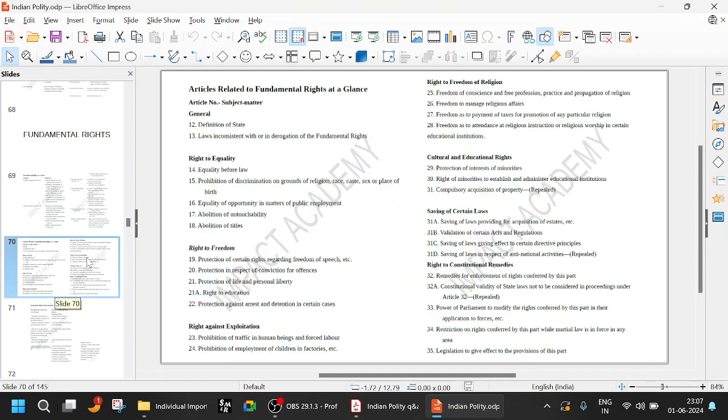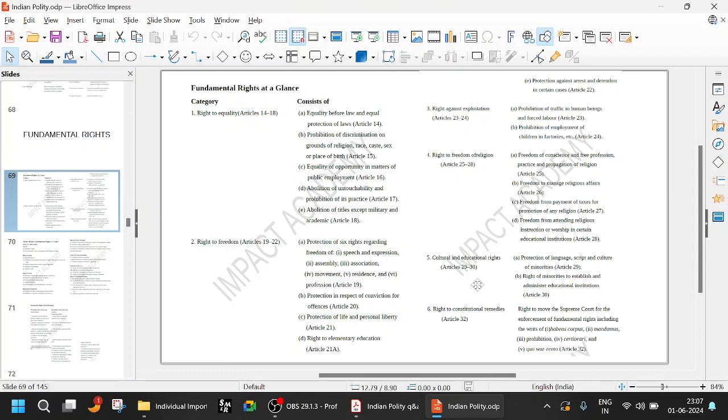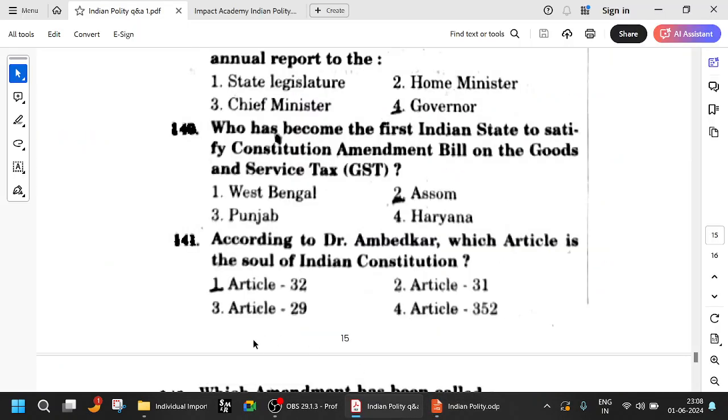So if you look at the fundamental rights, 25, 26, 27, 28 are right to religion. 29 and 30 are cultural and educational rights. 29 is protection of language, script, and culture of minorities, and 30 is the right of minorities to establish and administer educational institutions. So both are regarding minorities.